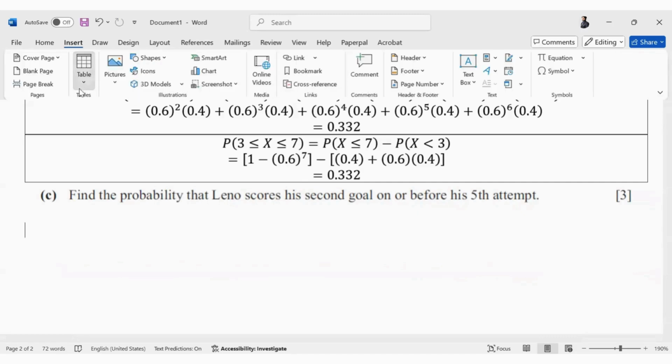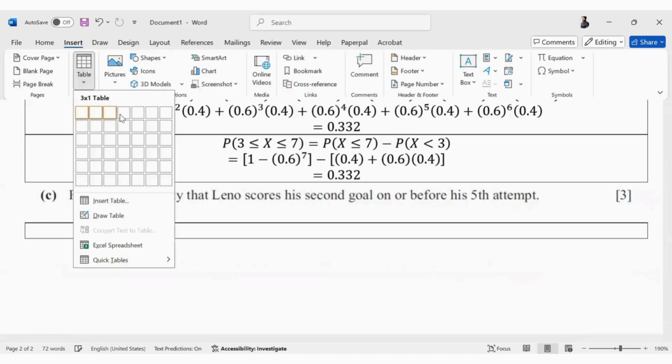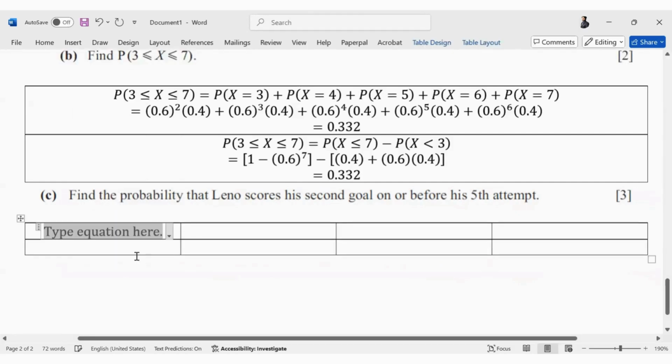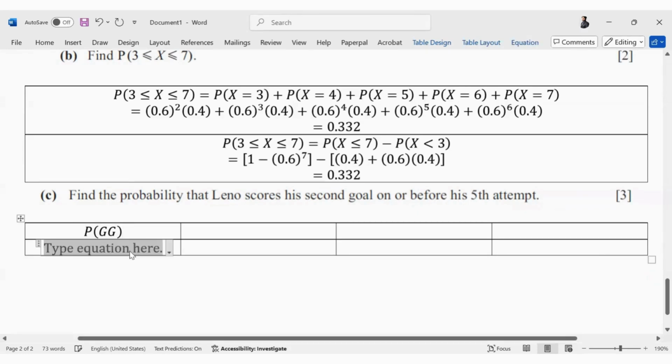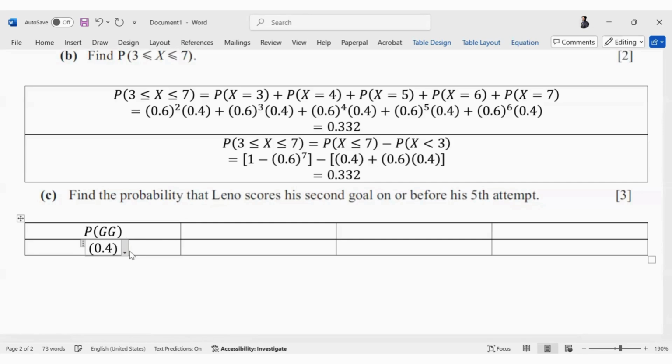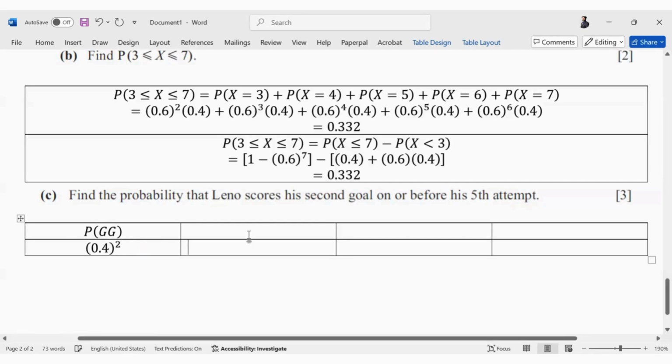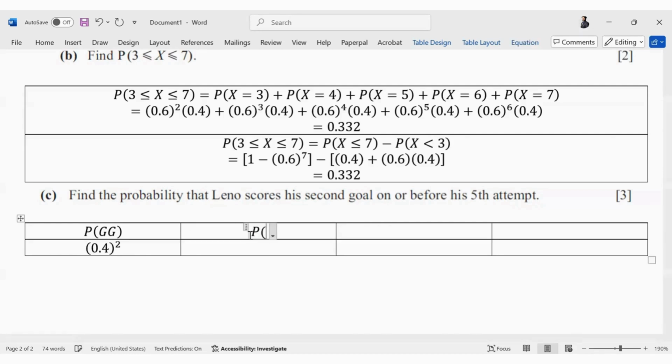So let's find the probability for the second, third, fourth attempts. If he scored the goal in his second attempt, I'll find the probability of goal and goal. Both are goals, which will simply be 0.4 squared. If he scores his second goal in the third attempt, I'll find the probability of goal and goal not. Remember, this goal and goal not can be in any order.